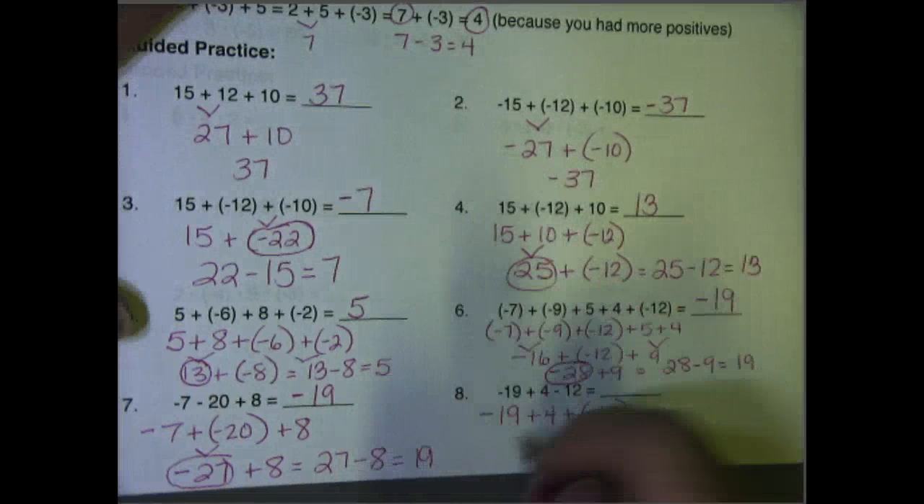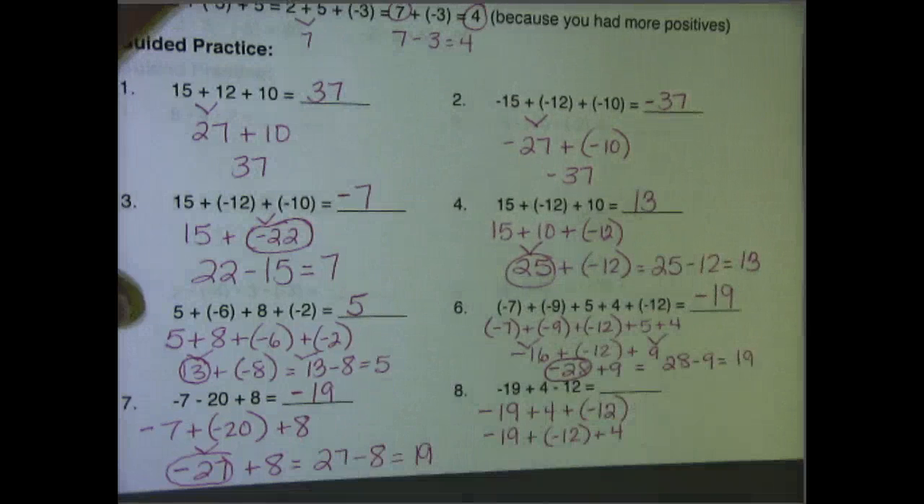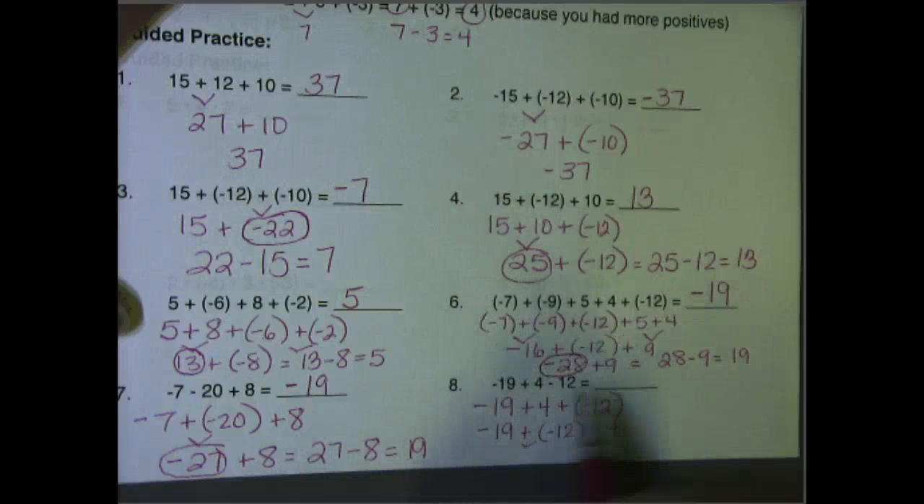Let's group our negatives and positives together. So negative 19 plus negative 12 plus 4. We'll add our 2 negatives together. Negative 19 plus negative 12 is negative 31 plus 4.